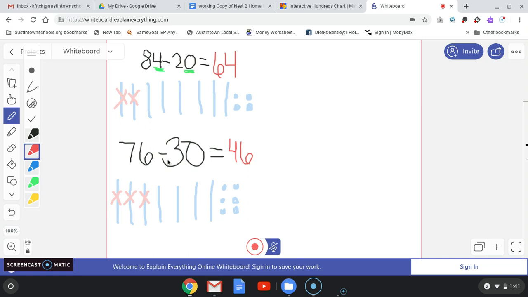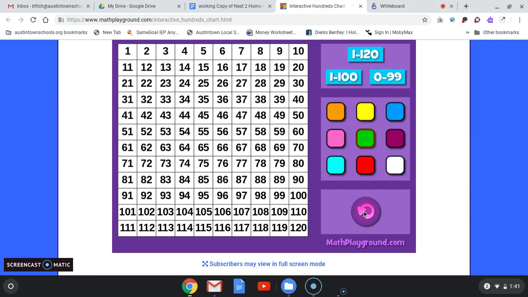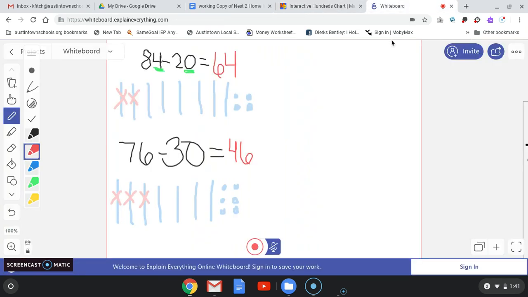All right, let's try it on our hundreds chart. So we're going to start on 76, and we're going to take away 30. So I'm going to highlight 76. This time we're going to take away 30. Ready? 10, 20, 30. What was this last number I landed on? Good, 46. Same answer as we got here. So you can use either one to help you solve these story problems today.